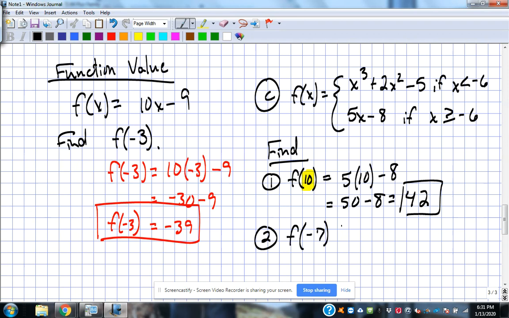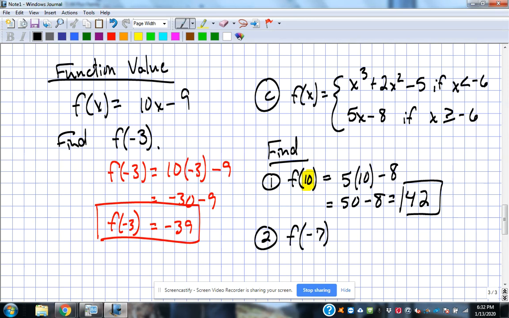You use the one that the number fits into in the inequality. So if you plug in 10 right here, is 10 less than negative 6? No, so I can't use that piece. I go here, is 10 greater than or equal to negative 6? Yes, so that's why I'm going to use that piece, the 5x minus 8. Okay, let's look at part 2 there.